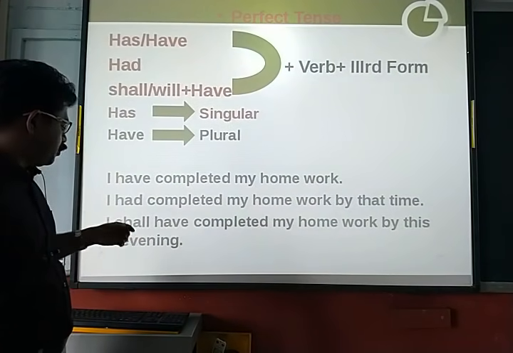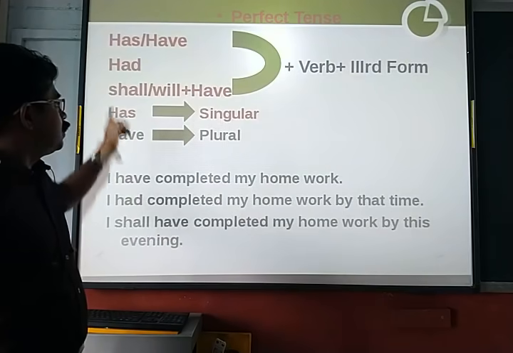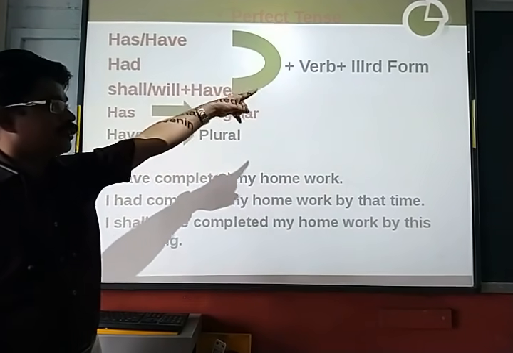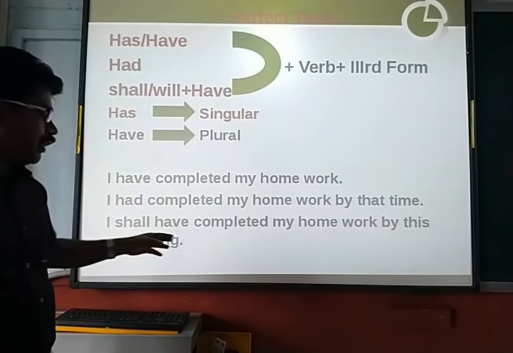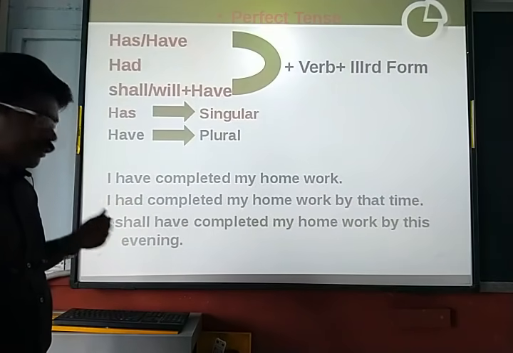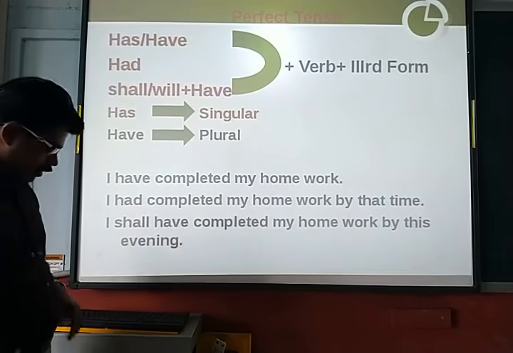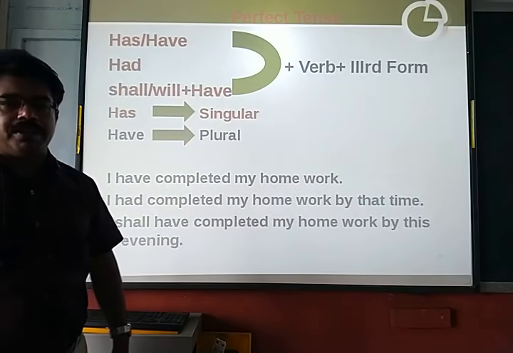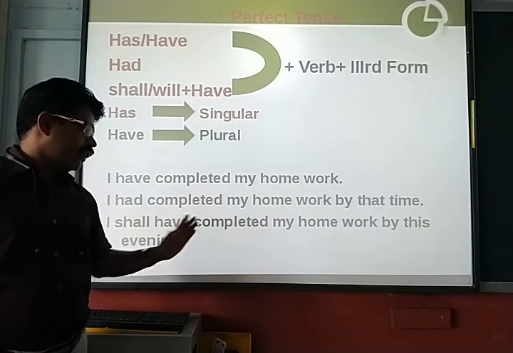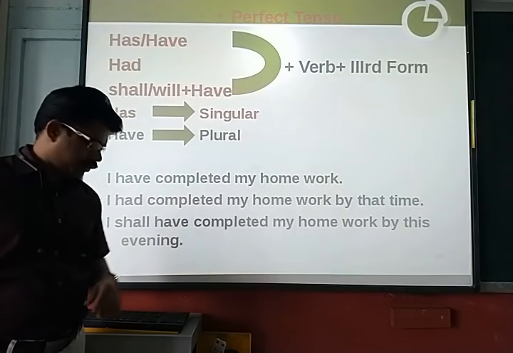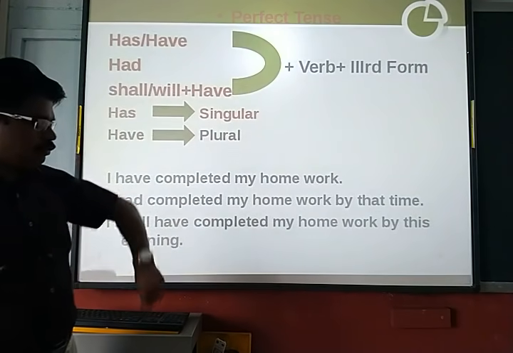Then we have got future tense. I shall have. Shall or will plus have plus verb plus third form of that verb. So I shall have completed my homework by this evening. That is the future reference. By that future time, I will have completed my homework. That activity will have been completed. So that is all about perfect tense.